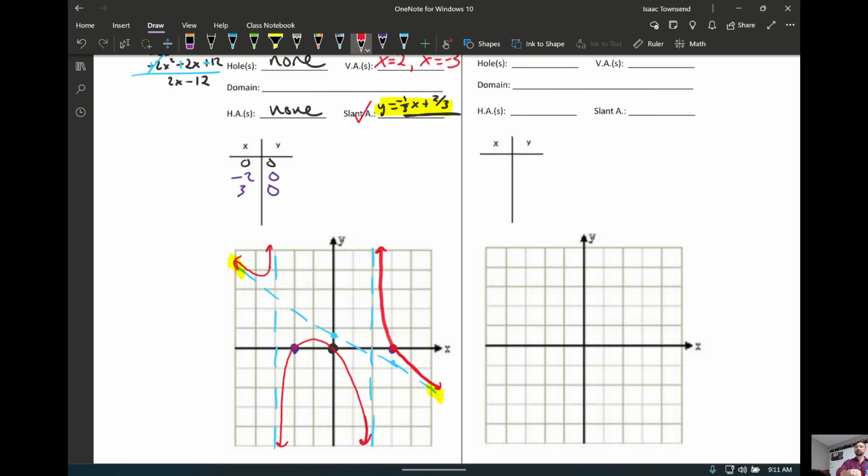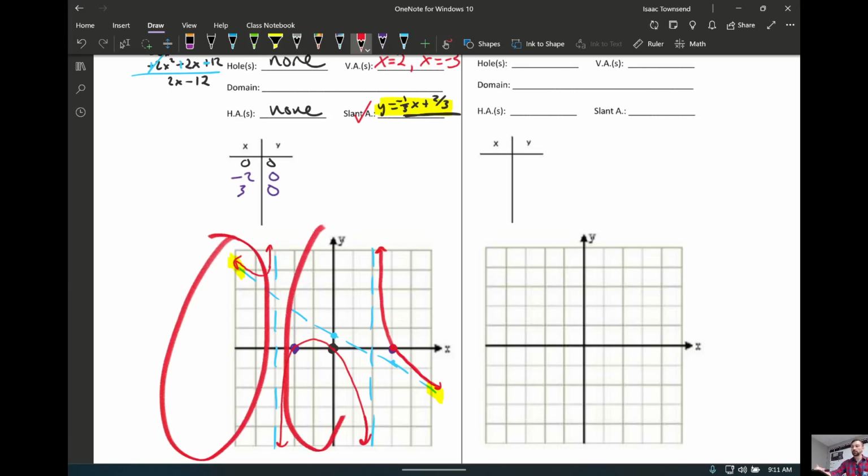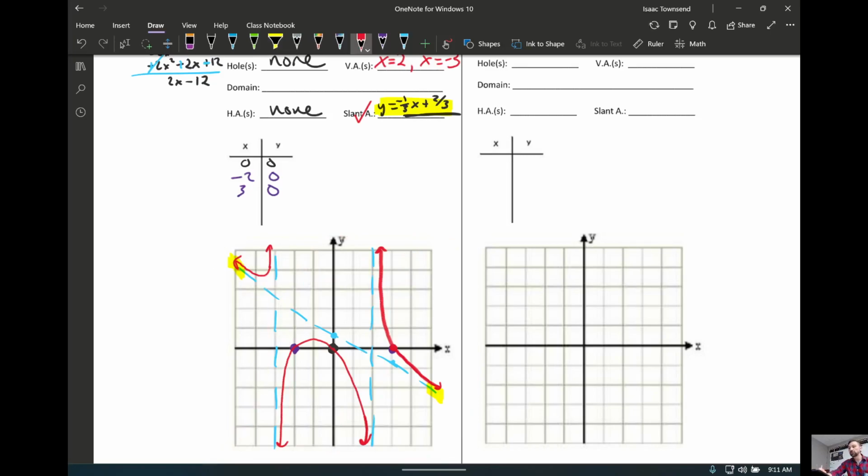Now, it can actually cross the asymptote in the middle. That's a common misconception. Since this has 3 sections here, 1, 2, 3, for some equations, your graph could cross the slant asymptote in the middle, but at the ends it only approaches.